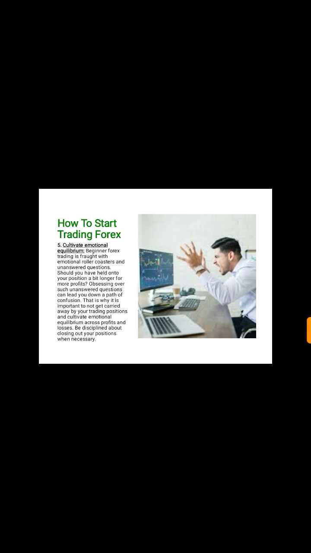You need to cultivate what we call emotional equilibrium, meaning you need to have a balance of your emotions. You have to have control over your emotions. If you don't have control over your emotions, Forex will play you, and you really don't want that. You're just going to be losing money if you can't control your emotions.